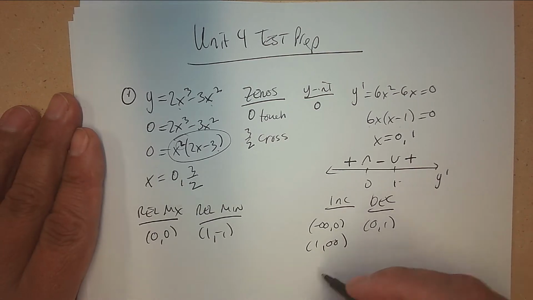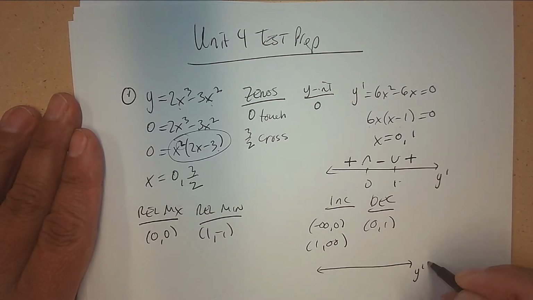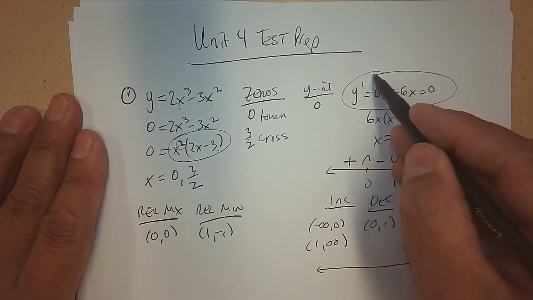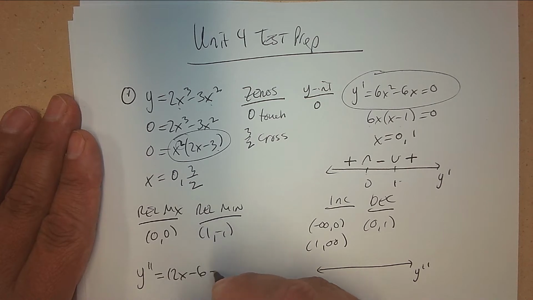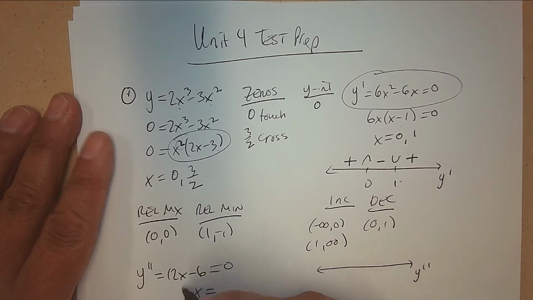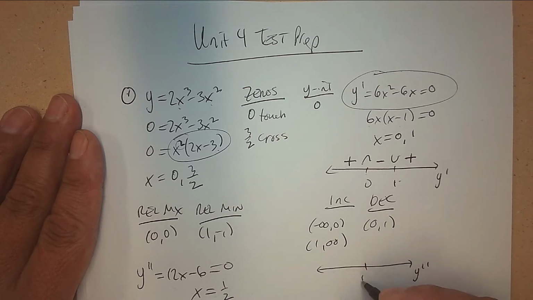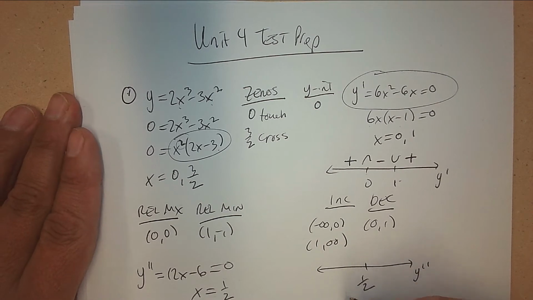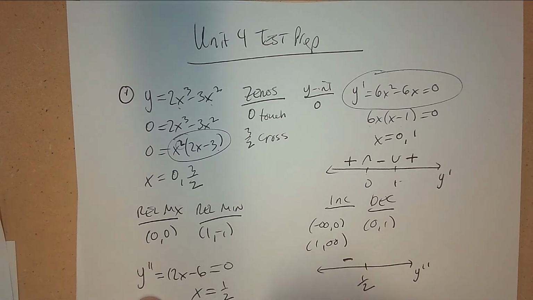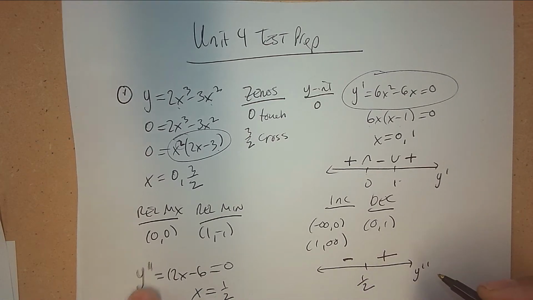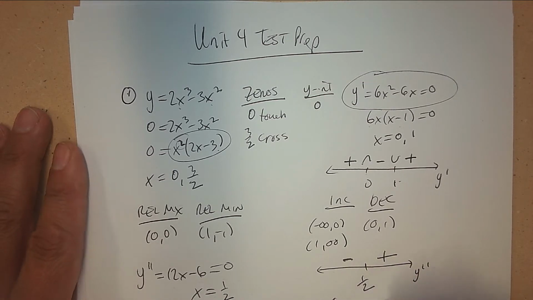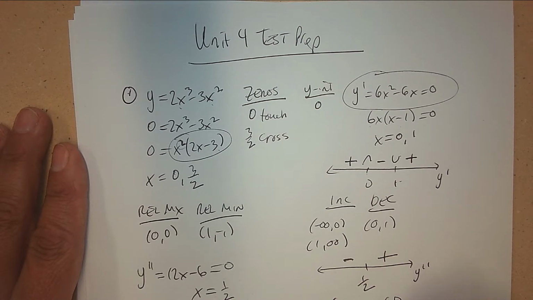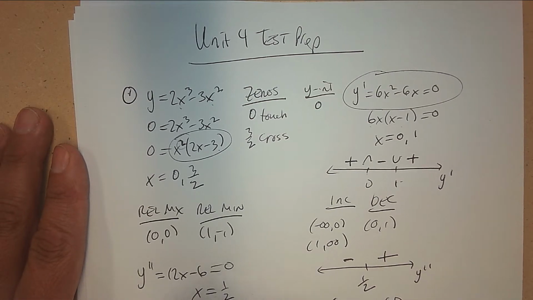What we still haven't found is concavity. To find the concavity, take the first derivative and then take the derivative of that to get the second derivative. That's 12x minus 6 equals 0. If you solve it, you add 6 divided by 12, which is actually 1/2. Plug in any number less than 1/2 into the second derivative and the answer is negative. Plug in a number bigger than 1/2 and the answer is positive. So it's concave up from 1/2 to infinity. It's concave down from negative infinity to 1/2, and there's a point of inflection at 1/2.